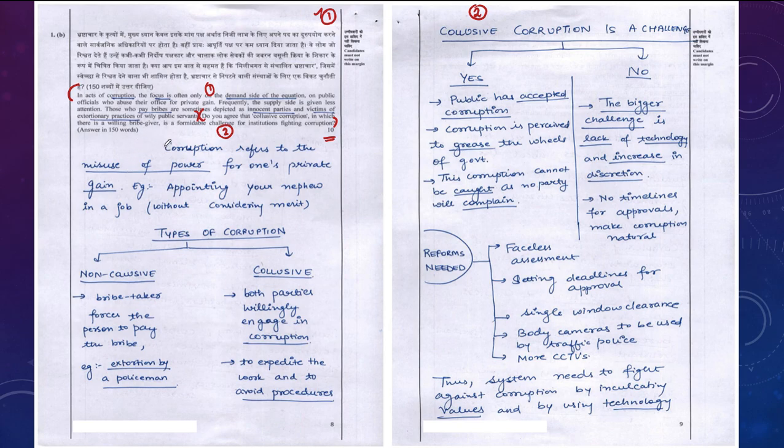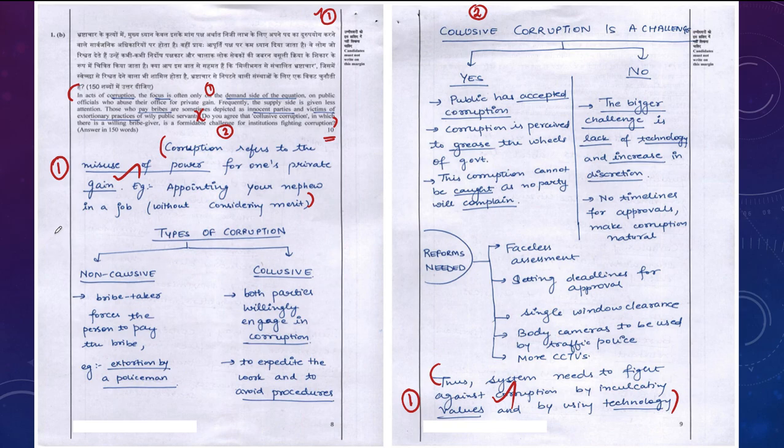copy. Introduction: if you look at it, corruption refers to the misuse of power for one's private gain. Example, appointing your nephew in a job. So the introduction is simple and good, and with examples, so she'll be getting easily 1 mark, students. Let's go into the conclusion. The system needs to fight against corruption by inculcating values and by using technology. The conclusion is futuristic, so she'll be getting easily 1 mark, students.